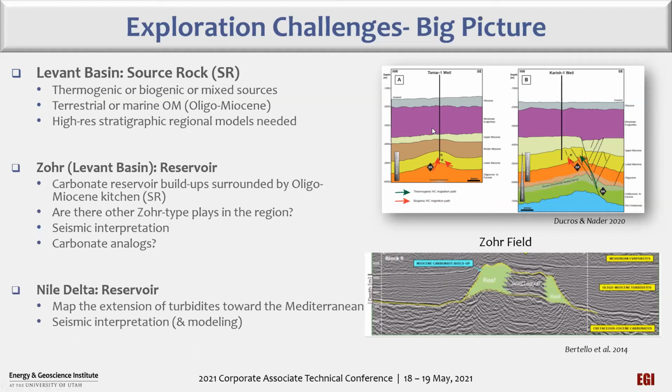So the graph here on the left shows you the Tamar field. It shows you the Oligocene source for biogenic gas charging the Tamar field, the Tamar 1 well. On this side, you have the Karish well, which is a possible mix of thermogenic and biogenic source, with the thermogenic source coming from the Cretaceous and the biogenic source from the Oligocene in the Tertiary. And below here, we have the Zohr field, where we can see beautifully captured carbonate platforms in the interpreted seismic profile. But the big question is, are there more of these Zohr-type plays in the region? And do we have analogs for these Zohr-type plays in the region?